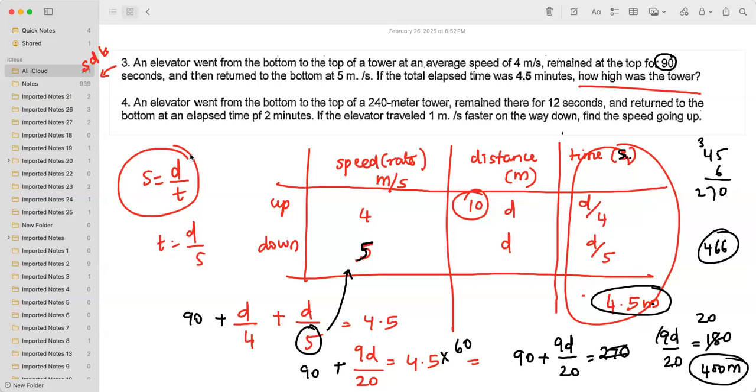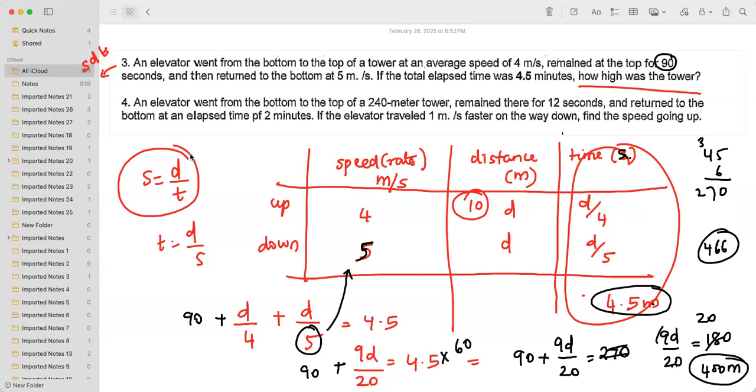Miss Priya, where did you get the 90 plus? Because I did not see it the first time. See, it remained at the top for 90 seconds, so that also should get added. Oh, 90 plus uptime. That's why you multiply by 60. Yeah, this is uptime, this is downtime. So all is in seconds. So I have to convert this 4.5 times 60 to seconds, right? Make sense? Miss Priya, could you do the second one on the board as well?